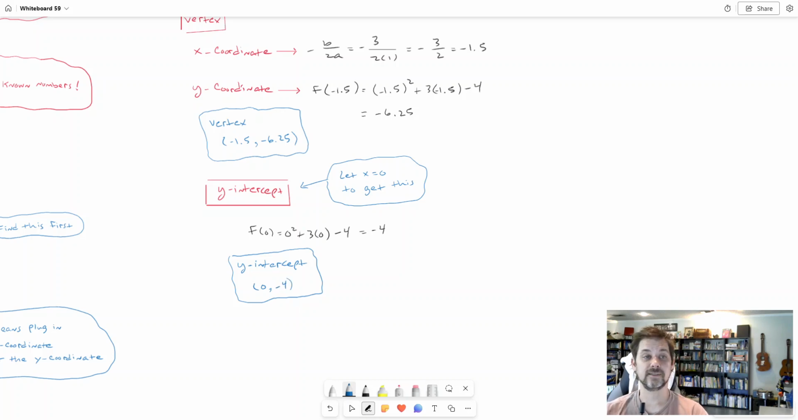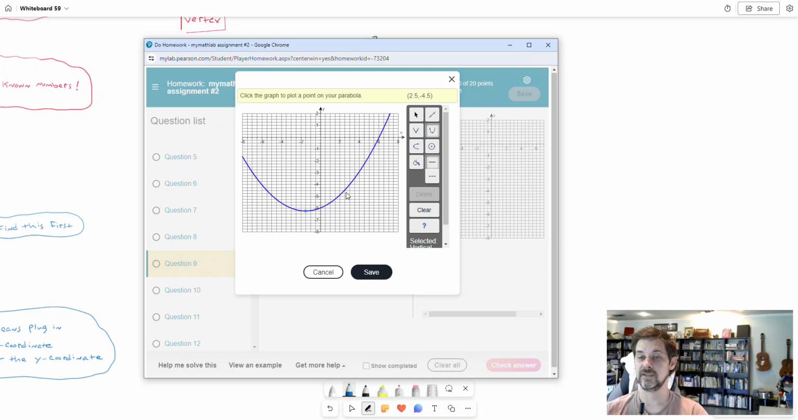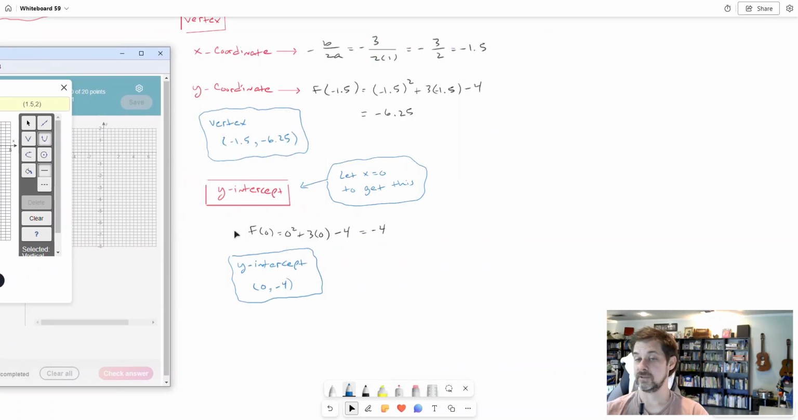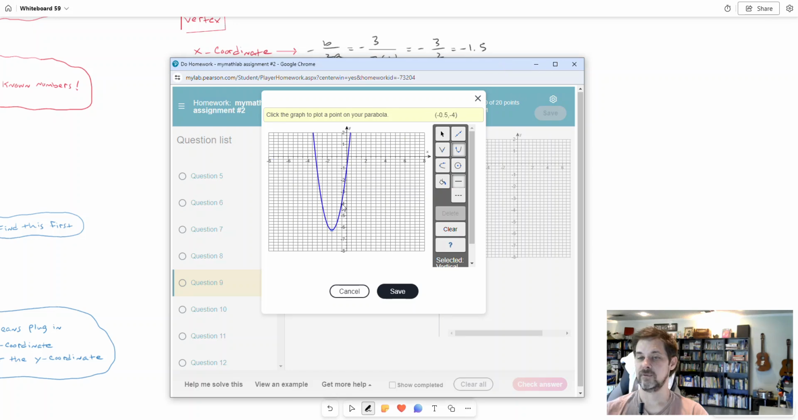I just have to select one other point for this to take shape. And that will be the one that I choose: 0 for x, -4 for y. That one will be easy to pick. It's right there, and I've got it.